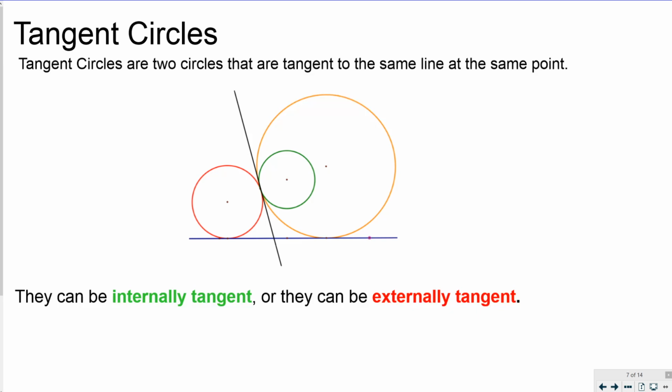Tangent circles. We're not going to spend too much time on this, but I just wanted to go over the concept. Tangent circles are two circles that are tangent to the same line at the same point. Take a look at this. The green circle and the orange circle are internally tangent, because the green circle is inside of the orange circle, but they still only touch at this point here. And the red circle is externally tangent to the orange circle because, again, they only touch at that one unique point right there. And they share this black tangent line here.